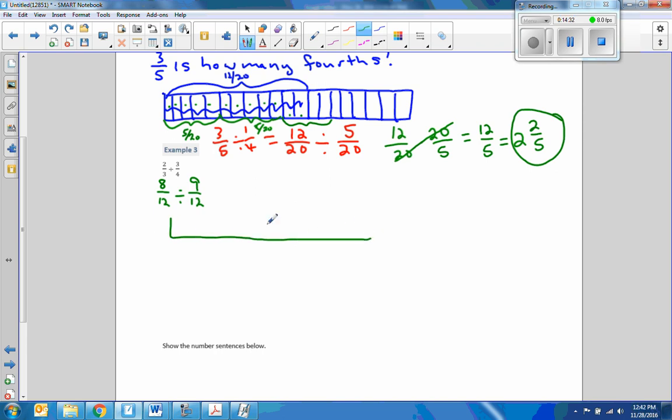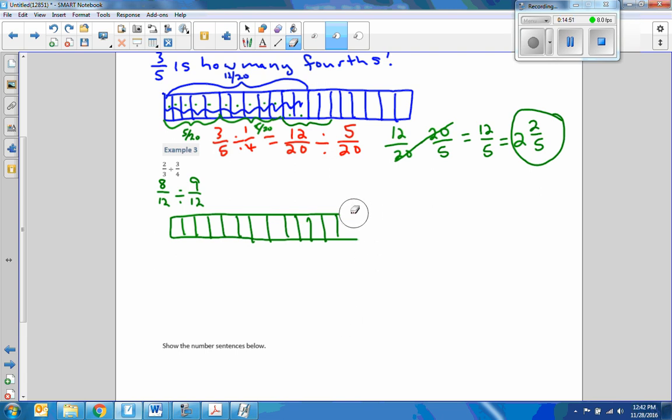So I'm going to make a diagram. 1, 2, 3, 4, 5, 6, 7, 8, 9, 10, 11, 12 twelfths. So there's our diagram. We're going to shade 8 of them. 1, 2, 3, 4, 5, 6, 7, 8. Okay? So that's 8/12 or 2/3. And we're going to divide them into 3/4.